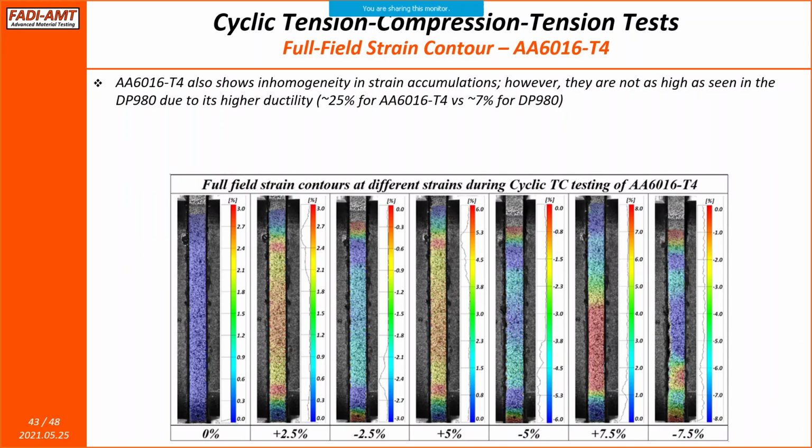Aluminum also shows the same kind of inhomogeneity, but it's not as severe as in the case of DP980, and that's owing to its high uniform elongation, which is 25% for aluminum as compared to 7% for DP980.